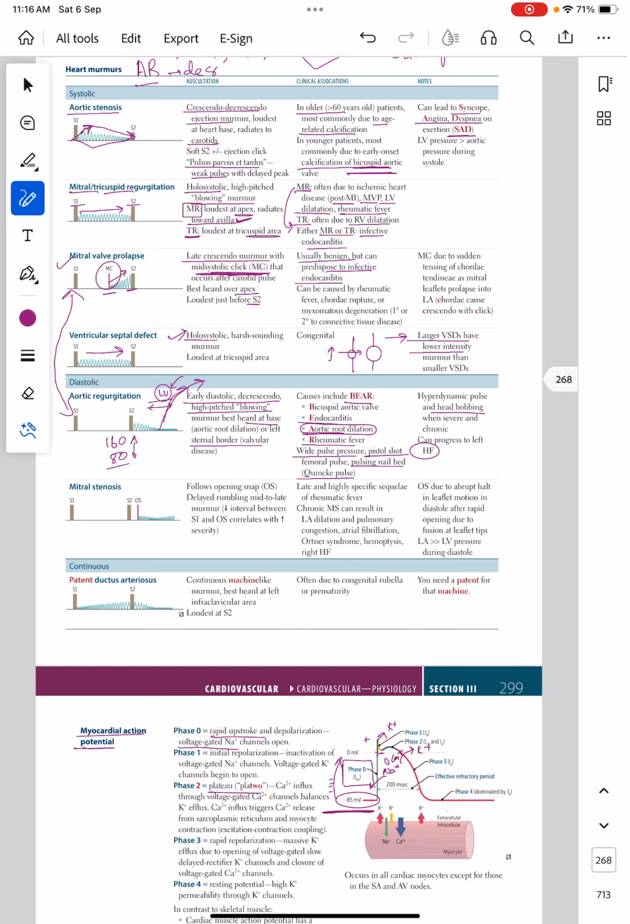Now, mitral stenosis, it is also very important. Mitral stenosis causes a diastolic murmur. It is an opening snap followed by a diastolic murmur. So what happens in mitral stenosis?